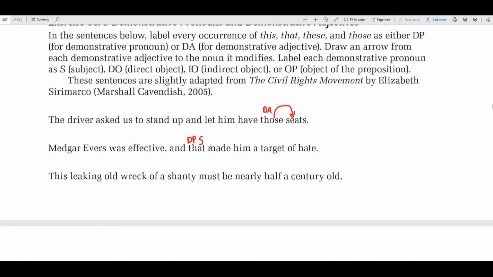Okay, "This leaking old wreck of a shanty must be nearly half a century old." Okay, this, I believe this would be, what would you say? I say, without looking, that it's a demonstrative adjective answering which wreck. Which one? This one. Let's check that. Yep, I was correct. Okay.